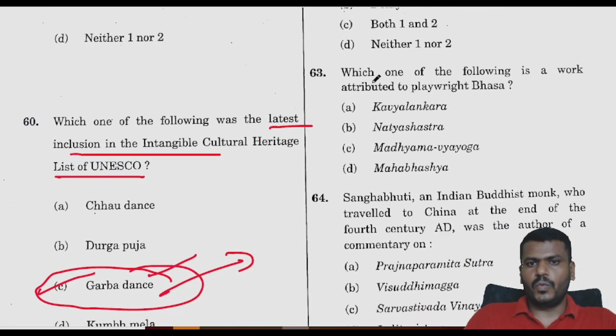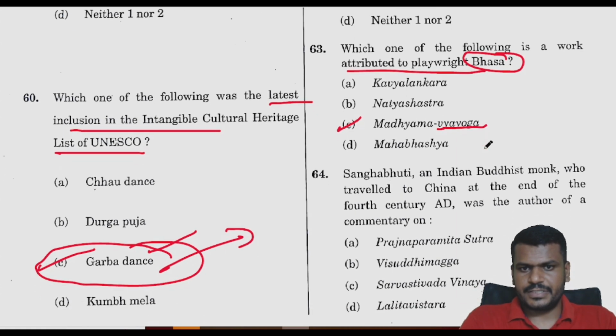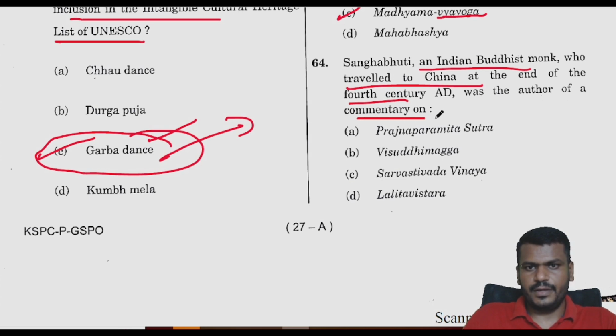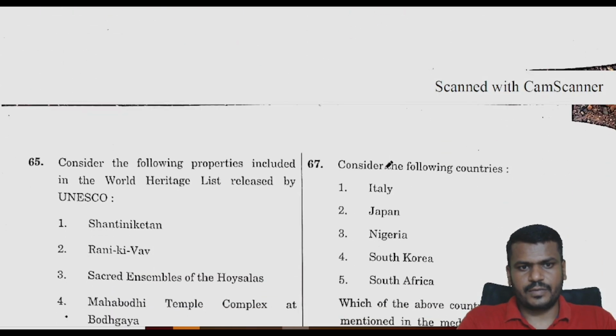63rd: which one of the following is a work attributed to the playwright Bhasa? Okay, Bhasa, that is definitely Madhyama Vyayoga, that is the right answer, guys. Next, Sanghabhuti, an Indian Buddhist monk who traveled to China at the end of the 4th century AD, was the author of the commentary on, okay, that is Sarvastivada Vinaya. Okay, Sarvastivada Vinaya is a commentary of that.